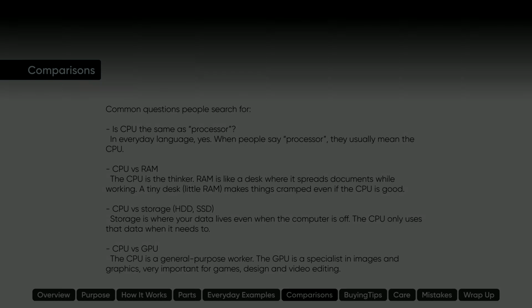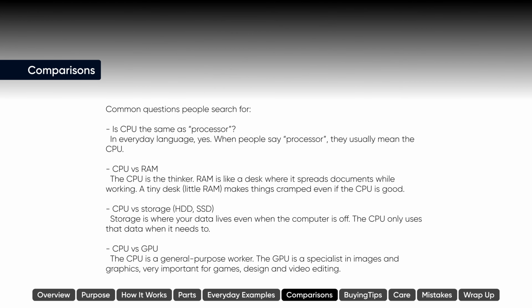Comparisons. Common questions people search for. Is CPU the same as processor? In everyday language, yes. When people say processor, they usually mean the CPU. CPU versus RAM. The CPU is the thinker. RAM is like a desk where it spreads documents while working. A tiny desk, little RAM, makes things cramped even if the CPU is good.